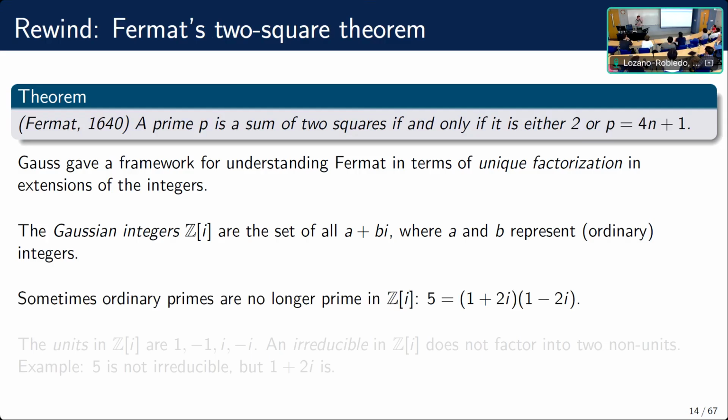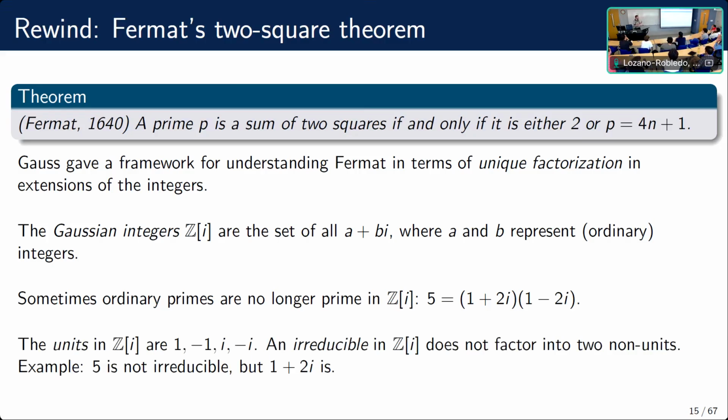So a few quick definitions about working with Gaussian arithmetic. Ordinary primes, I mean primes that are integers, sometimes they factor when you move them into Z[i]. A good example of this is 5. 5 is prime, of course, but in Z[i] it's no longer prime. In fact, it falls apart into the product of 2 other numbers, 1 plus 2i times 1 minus 2i. So you can no longer call 5 prime in Z[i]. And so the right term that we use, instead of prime, is irreducible.